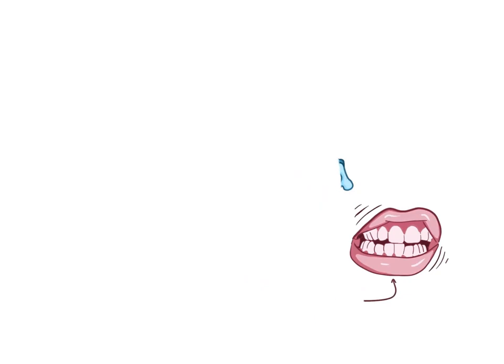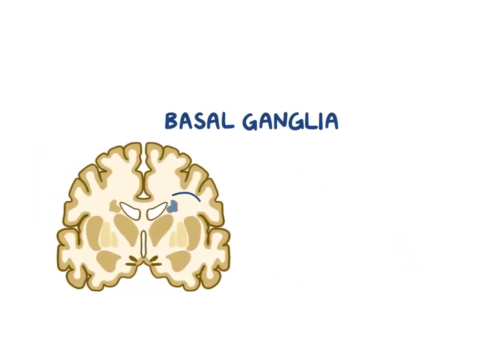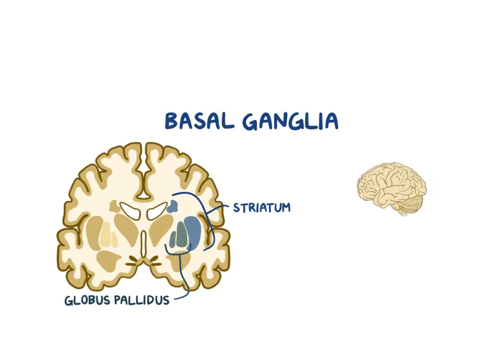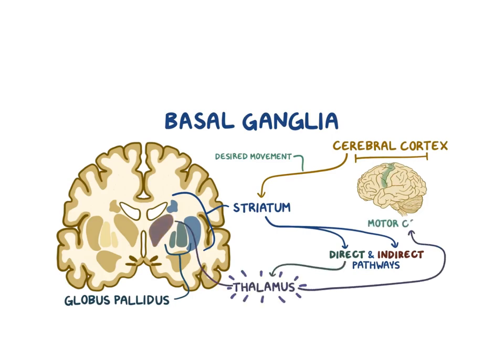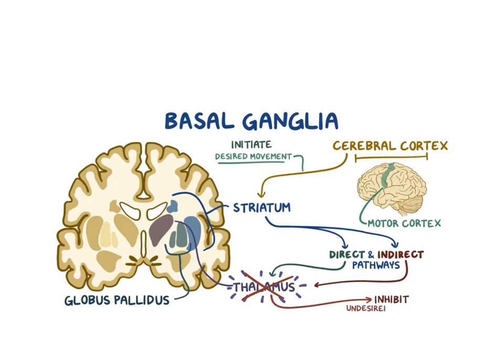Alright, as a quick recap, the basal ganglia is made up of the striatum and the globus pallidus. The striatum receives input from the cerebral cortex about a desired movement, and then it sends output to the other basal ganglia structures through the direct and the indirect pathways. The direct pathway ultimately leads to activation of the thalamus, which then stimulates the motor cortex to initiate wanted movements. On the other hand, the indirect pathway ultimately leads to inhibition of the thalamus, to inhibit undesired movements.